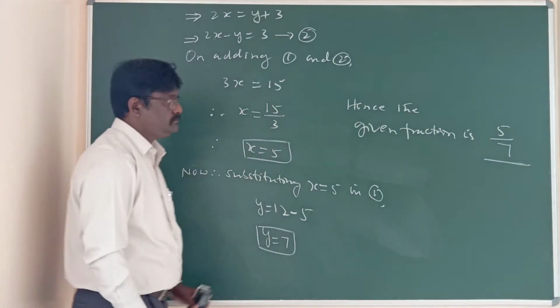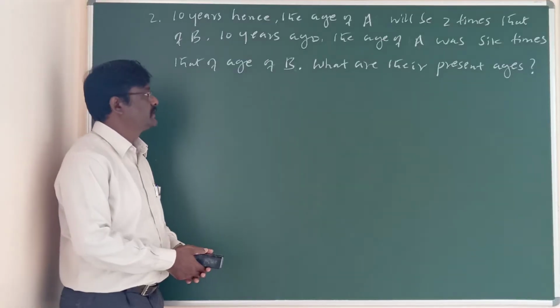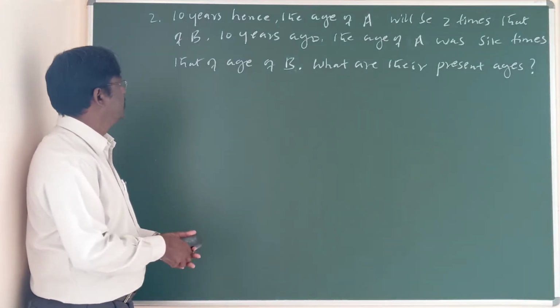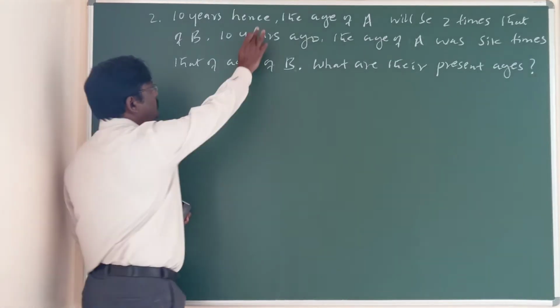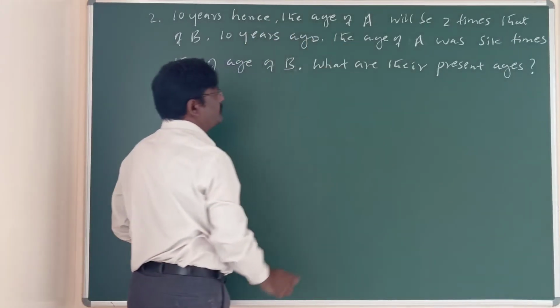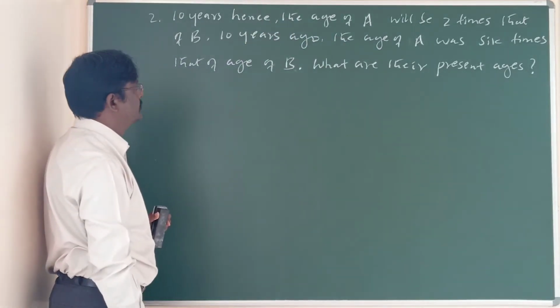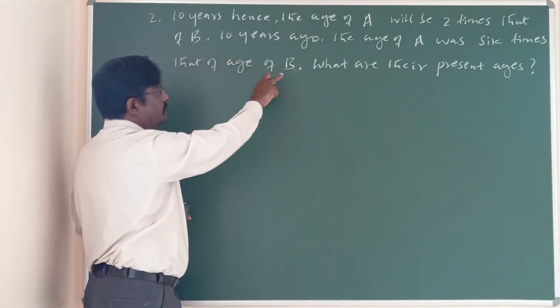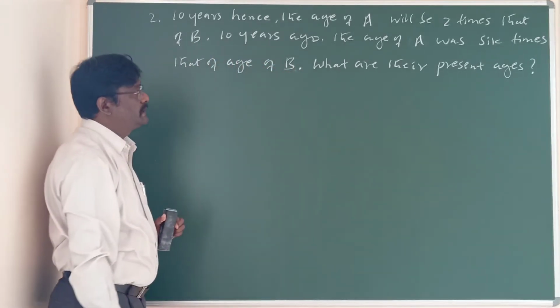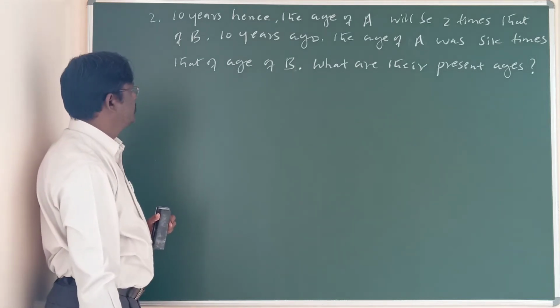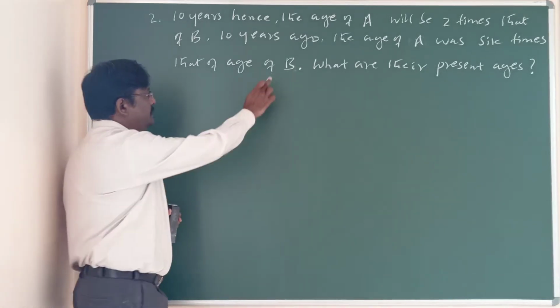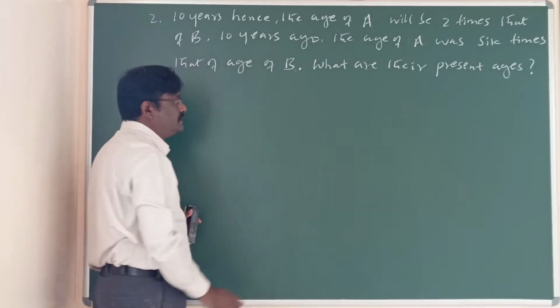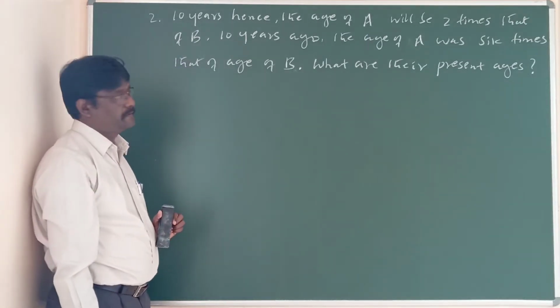Yes, children. The second one: 10 years hence, the age of A will be 2 times that of B. 10 years ago, the age of A was 6 times that of age of B. What are their present ages?